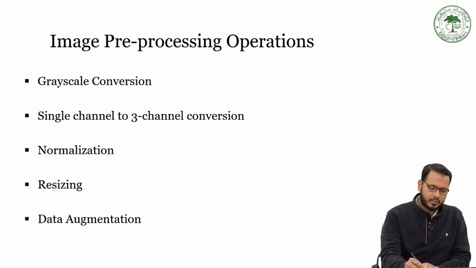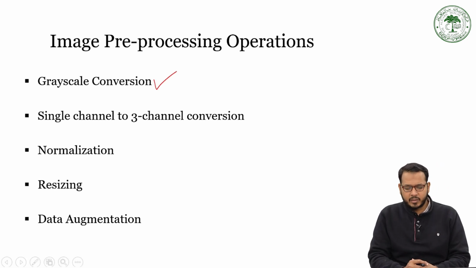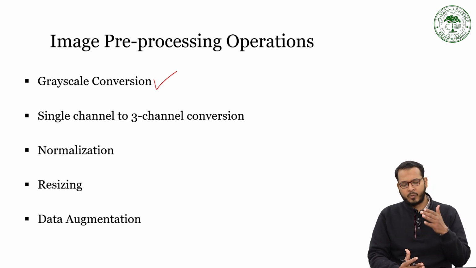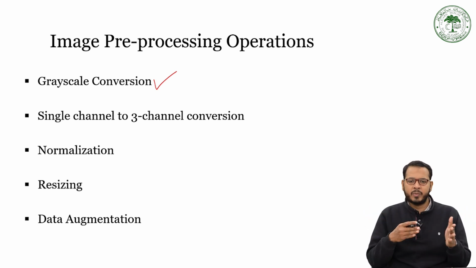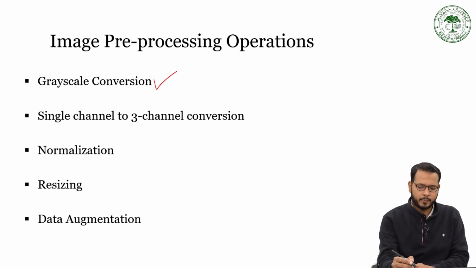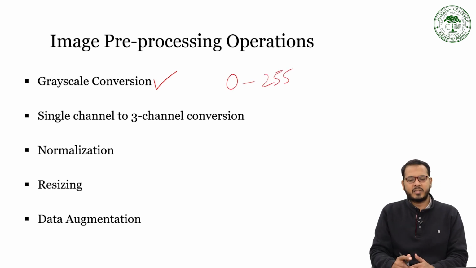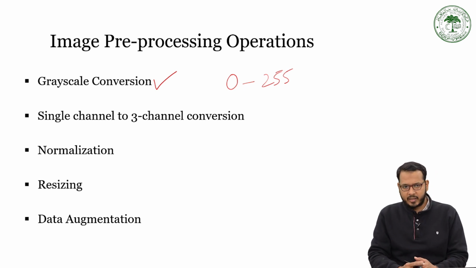The first one is the grayscale conversion, and what it does is it converts color images to black and white images, or grayscale images with shades of gray. On one extreme we have the black color, on the other extreme we have the white color, and in between we can have shades of gray. Usually in the case of a grayscale image, all the pixels of the image have values in this range, where 0 represents black and 255 represents white, and all the values in between represent shades of gray.